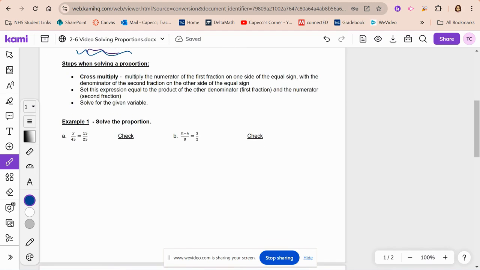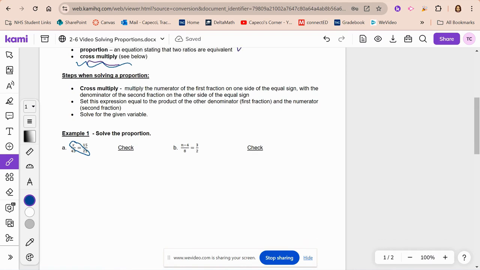So what we're going to do is take the numerator from one fraction or one ratio, and multiply that with the opposite denominator from the other fraction. So this gives us 25x. We're going to set that equal, and do the same thing with our other values. So I get 25x is equal to 675.